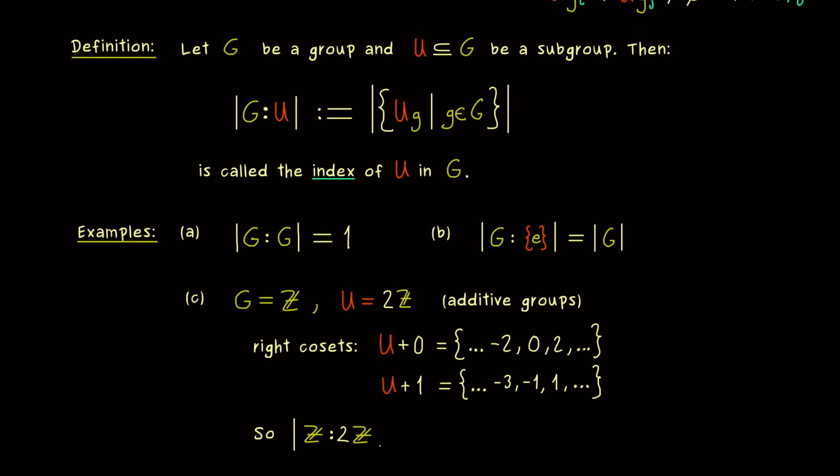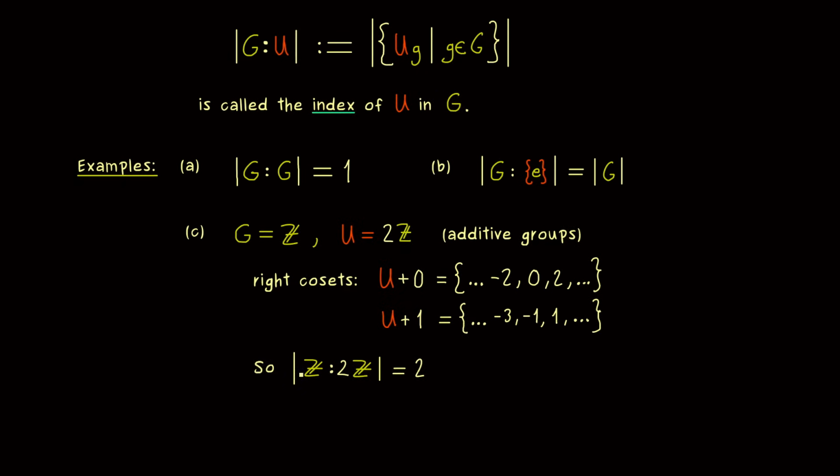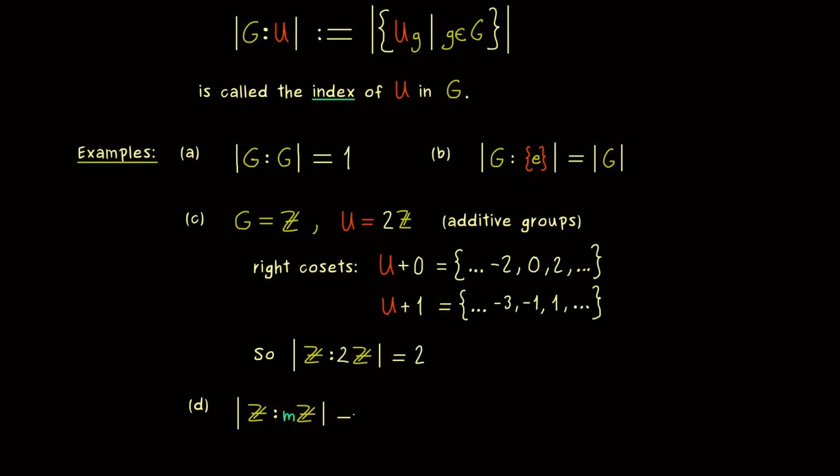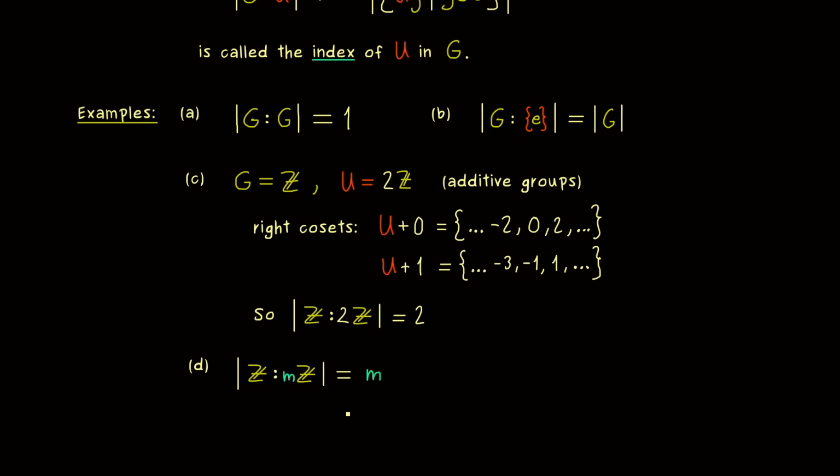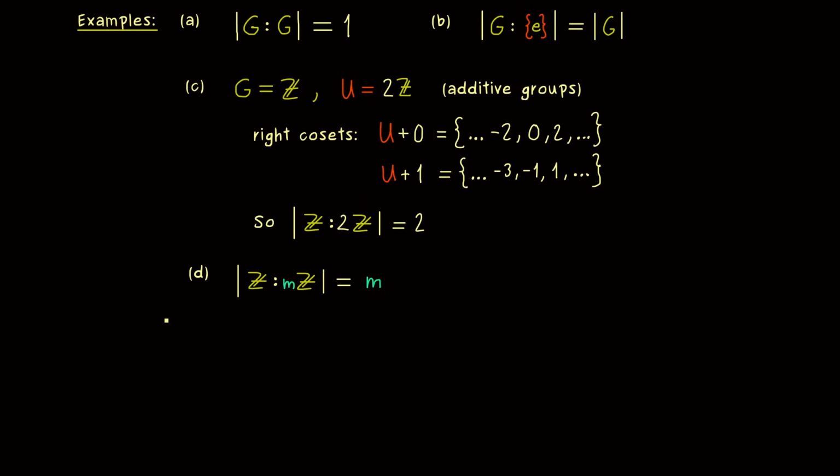If you take another subgroup of Z, you can also easily calculate the index. So what I mean here is the index of mZ in Z. In fact, you can just write down all the right cosets and you see you have exactly m of them. So our index here is given by m. So maybe that's good enough for examples now, and I would say let's immediately go to Lagrange's theorem.